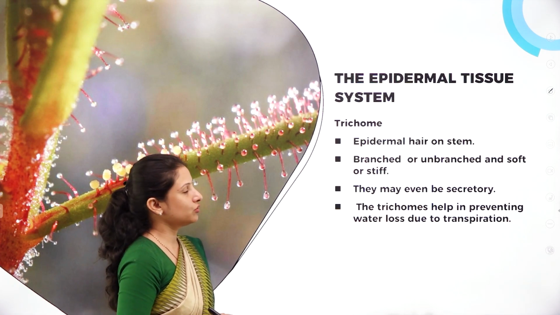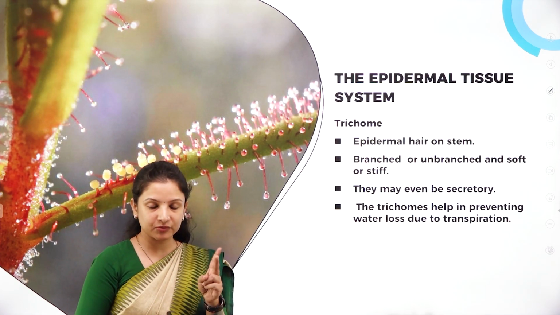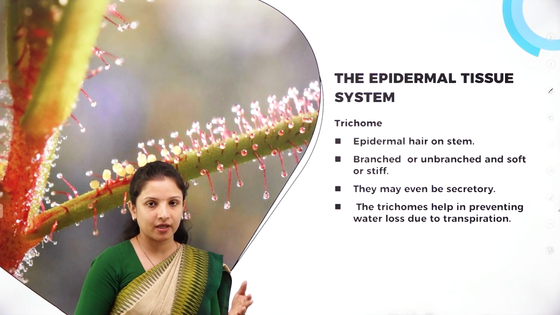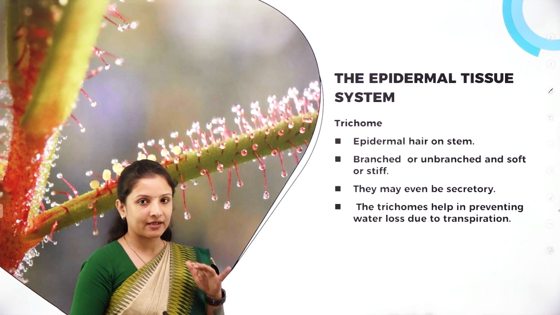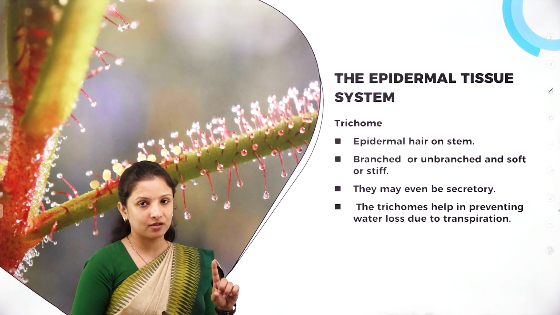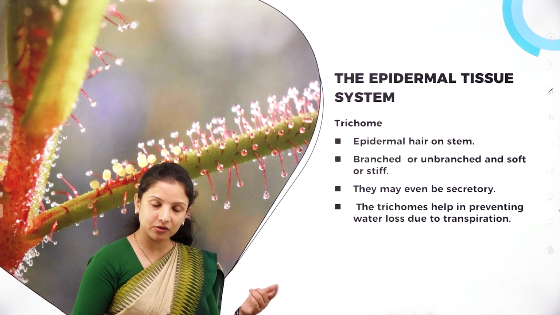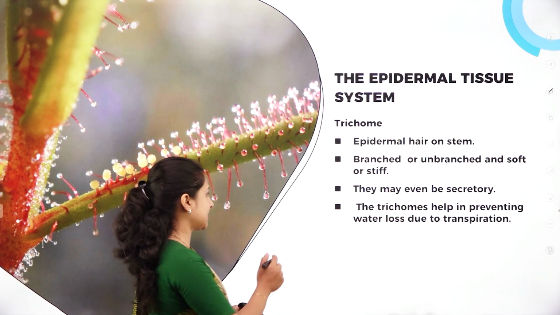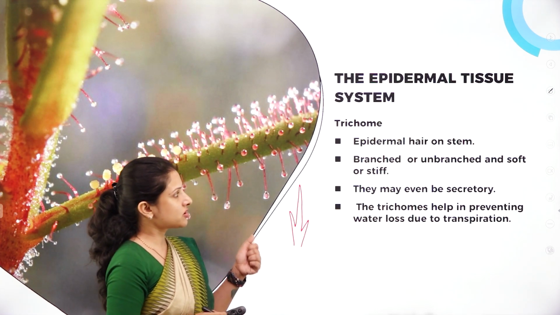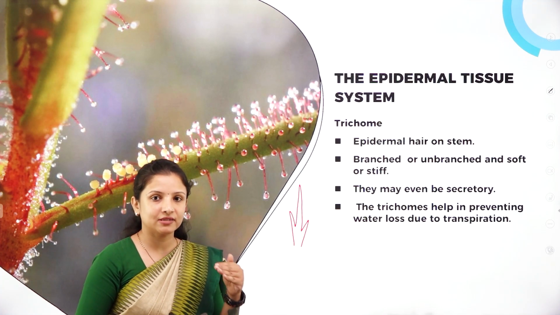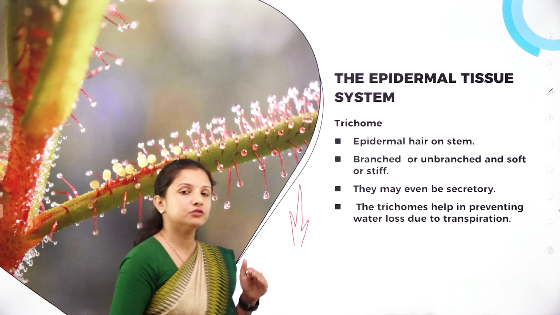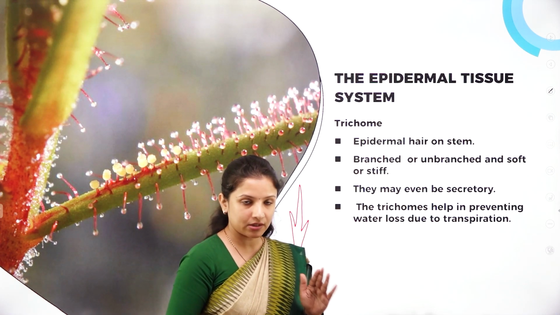Next we'll move on to trichome. I told you there is a difference between the root hair and the trichome, right? Hairs that arise from the root, we call the root hair. But trichomes are also hair-like structures. Root hairs are always unicellular. Trichomes can be multicellular, and sometimes they can also be branched, like this. And trichomes are usually the hairs that arise from the epidermis of the stem. So those hair-like structures which are present on the stem, we call the trichome.